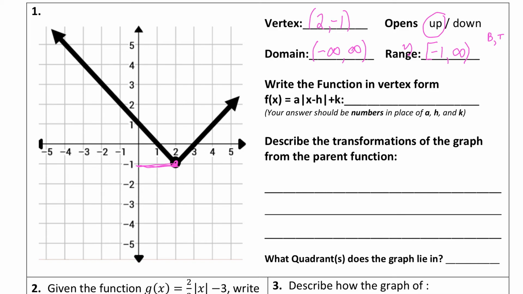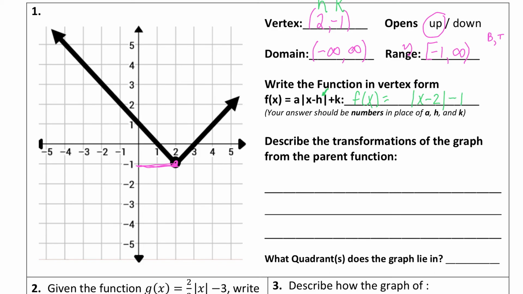Write the function in vertex form. So to do that, you want to remember that your vertex is considered your h and k. So here's my h, and notice that it's going to go in as an opposite. So if it's +2, then when we write it in this notation, it's going to go in as an x - 2. And then at the end, the plus k is exactly what k is, so it's going to be a -1.